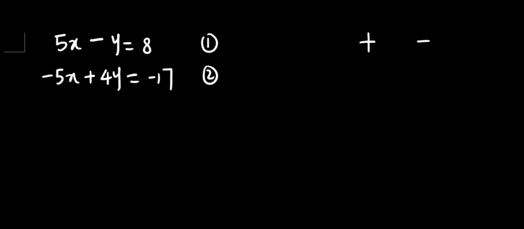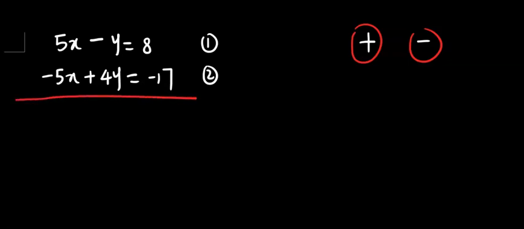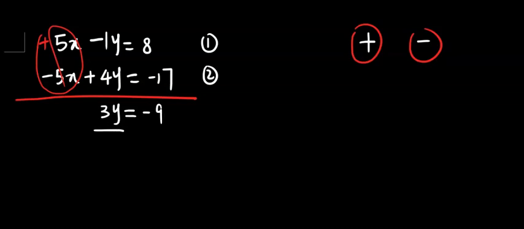Welcome back. In this lesson, we're going to use a new method, adding or subtracting, to find the solution to the linear system. In this example, I'm going to add these two equations, because if we add positive 5x and negative 5x, these two variables will cancel out each other. So these two are gone, and then we have negative 1y plus 4y, which is 3y. 8 and negative 17 add together to negative 9. Divided by 3, divided by 3, and we get 1y, that is y is negative 3.